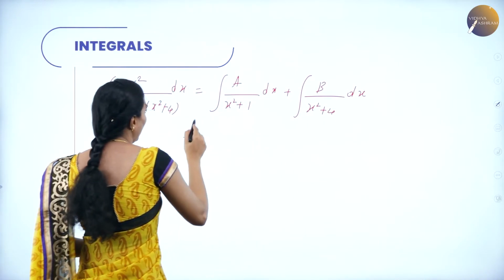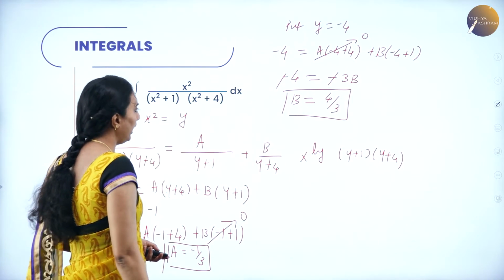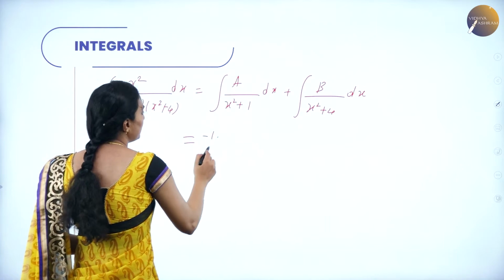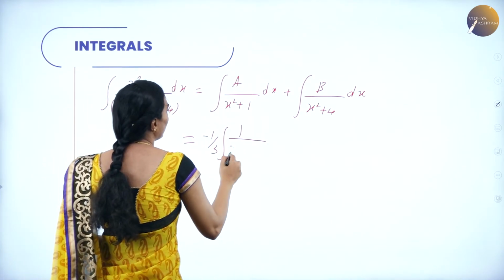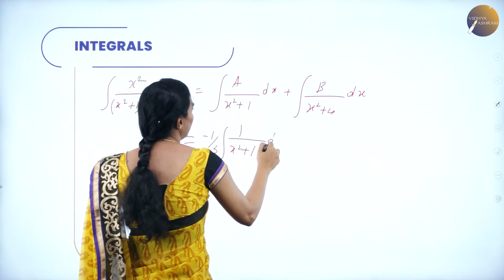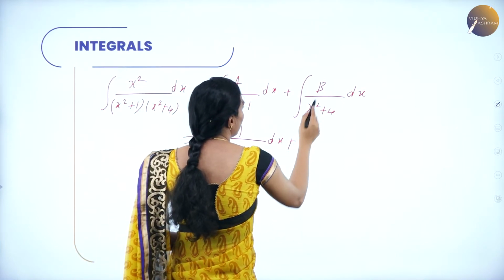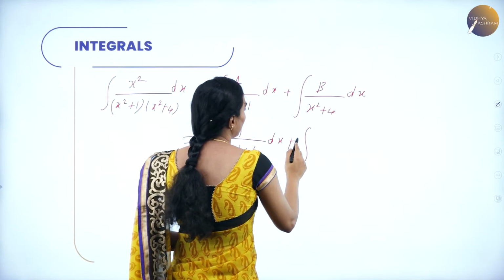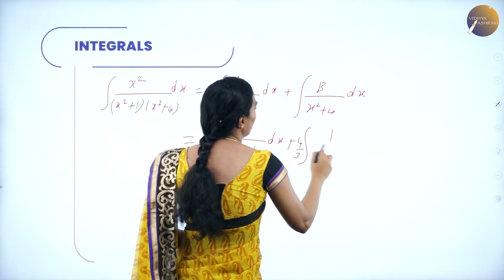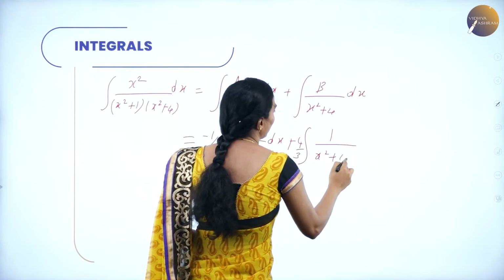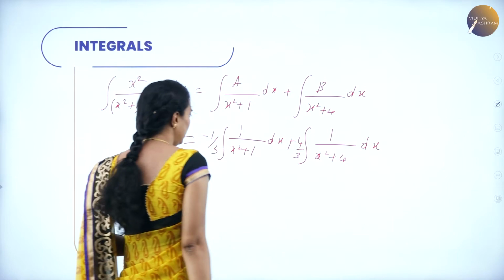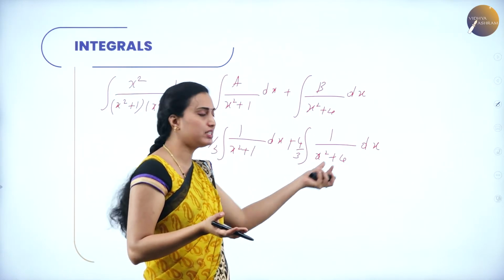Now substituting a and b values, you get a is minus 1 by 3, which is taken outside: integral of 1 over x squared plus 1 into dx, plus b, which is 4 by 3. So 4 by 3 can be taken outside: 1 over x squared plus 4 into dx.